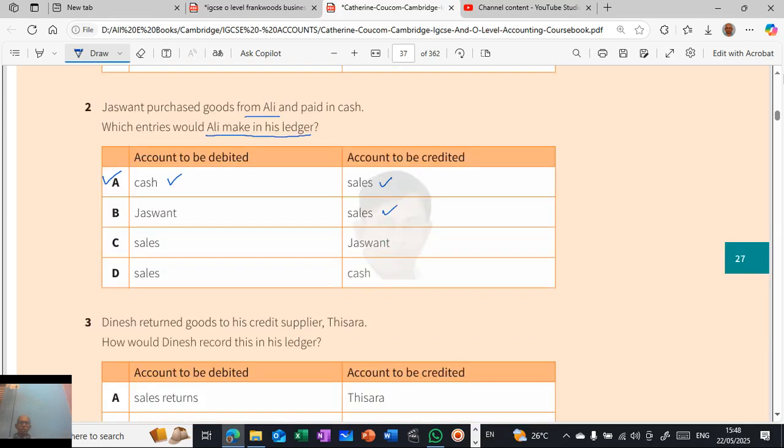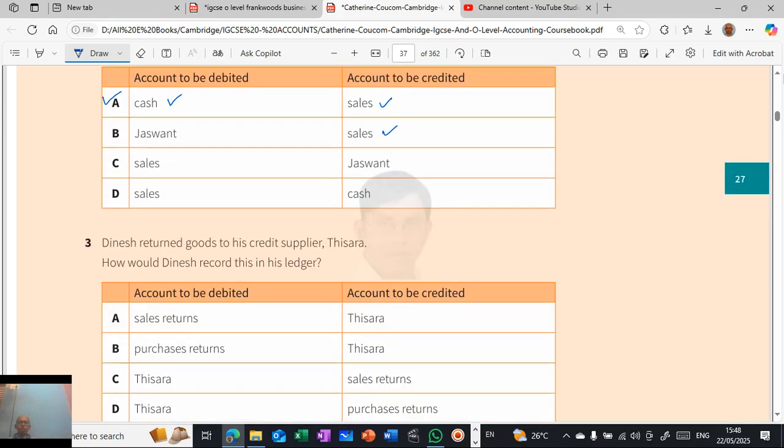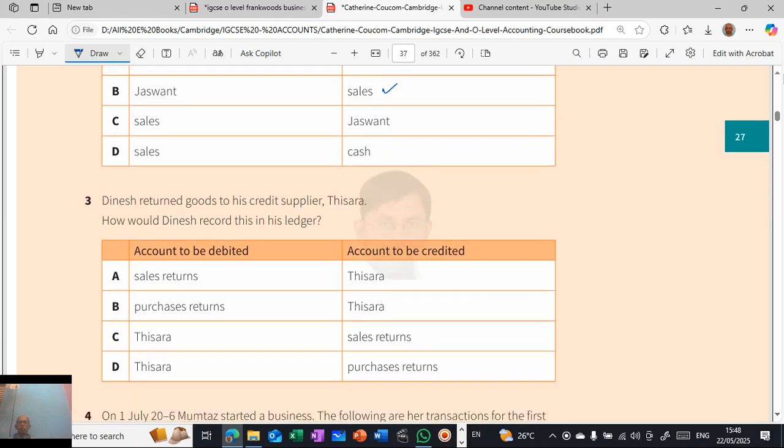So please understand and do the question carefully. Read the question very carefully before attempting the answer. Otherwise, you are going to make mistakes. So Dinesh returned goods to his credit supplier Thisara. Return goods, credit supplier Thisara.